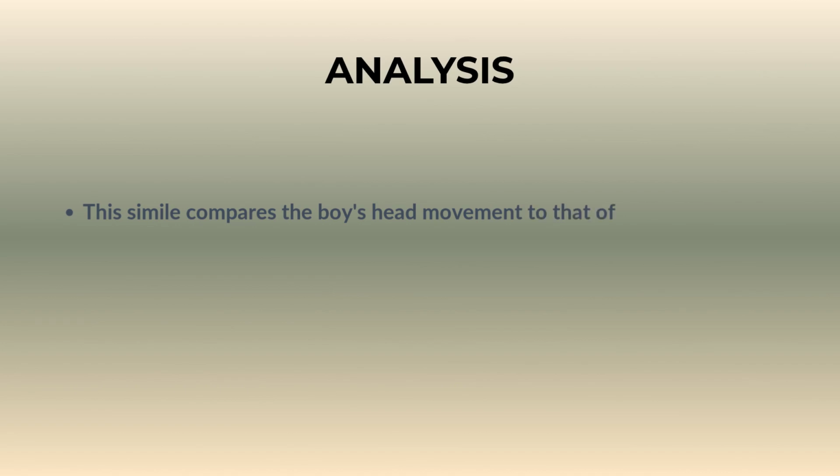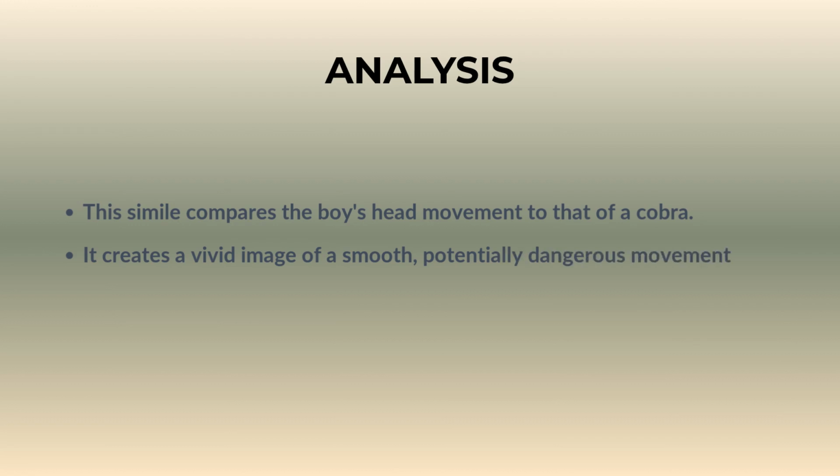It creates a vivid image of a smooth, potentially dangerous movement, suggesting the boy has a mesmerizing quality, just as a cobra's movement before it attacks signals danger. So too the boy's movements indicate that he is about to commit his naughty acts, which will have a huge impact. Can you think of another simile to describe someone's movement? Take 5 seconds to think.